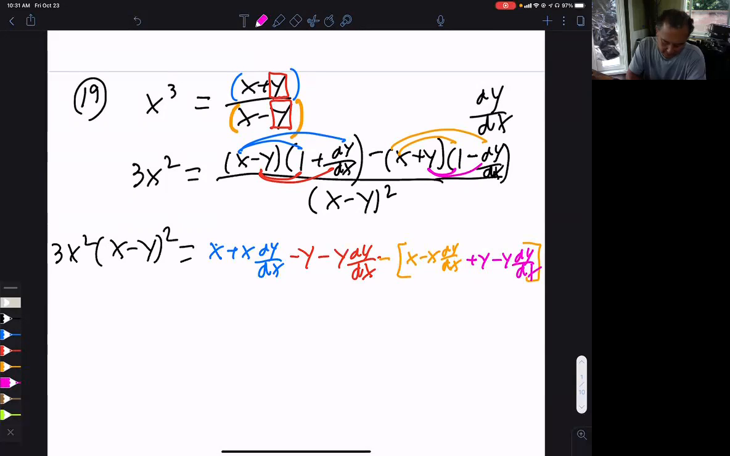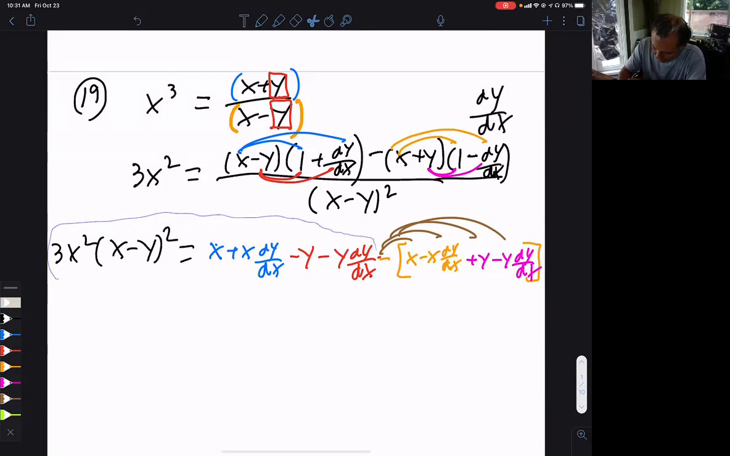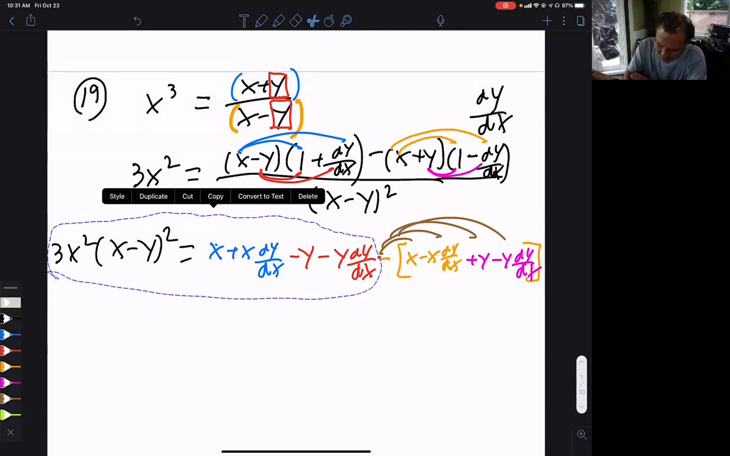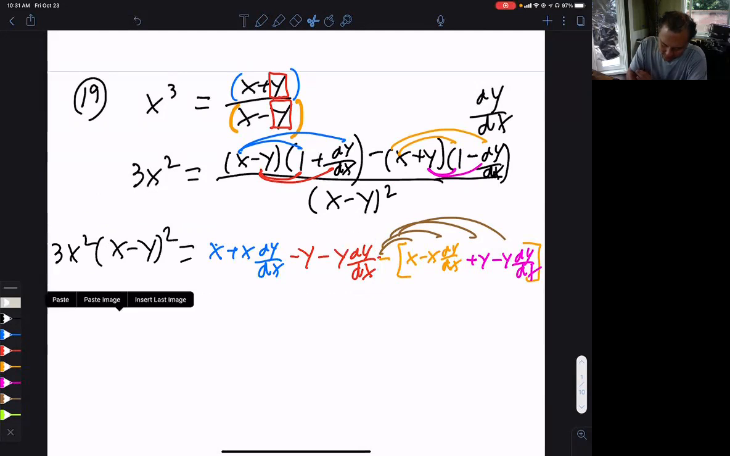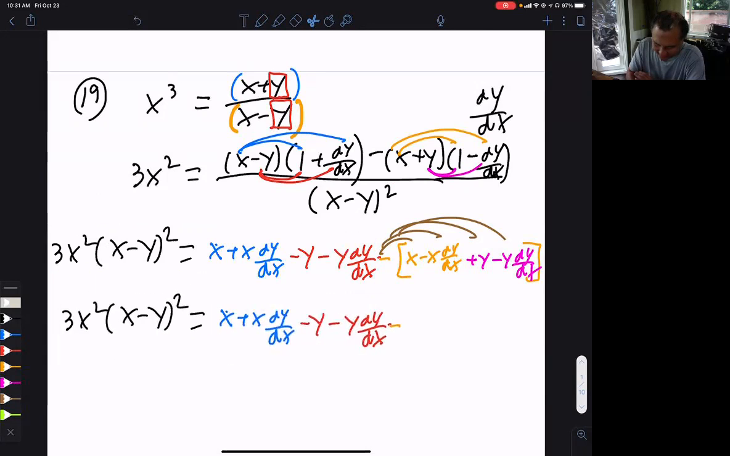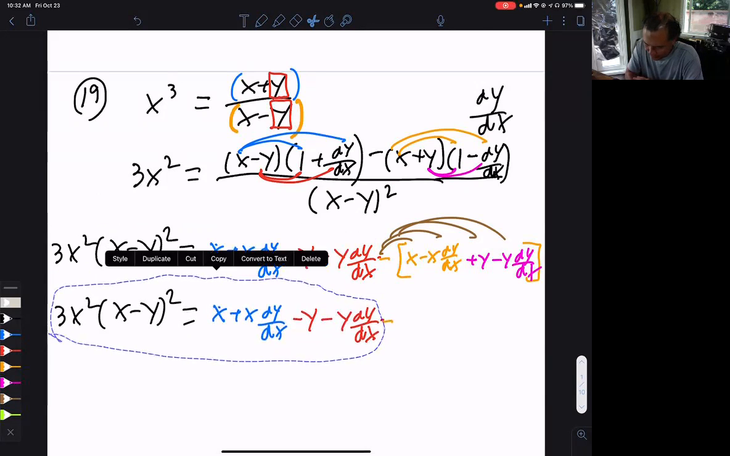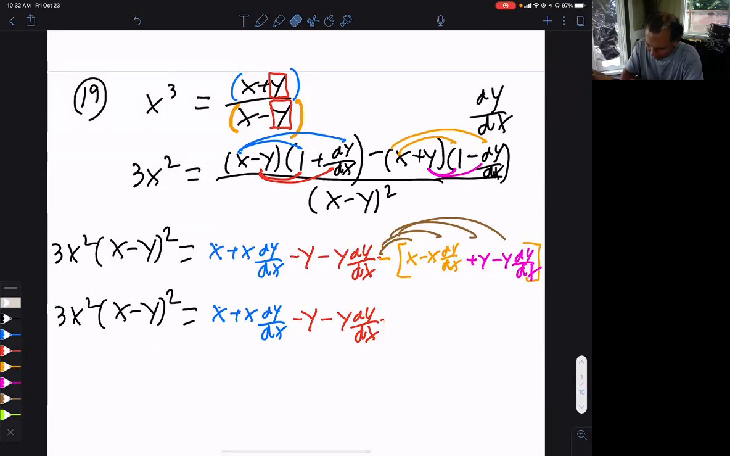Okay, next step. I need to distribute that minus to all of those. Watch this. I'm just going to copy and paste all of this because I can. Don't you wish you could do that? Okay, so I distribute all of that. It becomes minus x plus x dy dx minus y plus y dy dx.